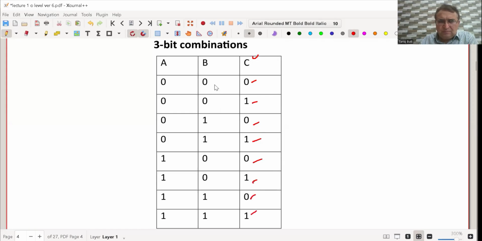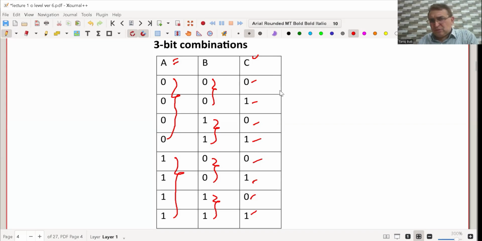Then for the next column, 2 zeros followed by 2 ones, then 2 zeros, 2 ones. And for the still next column, we are having 4 zeros and then 4 ones. Fine. So in this way, you can easily remember 8 possible combinations in a nicely arranged way.